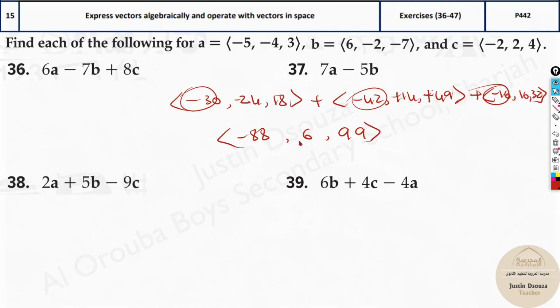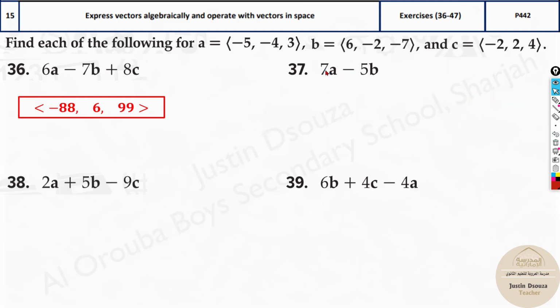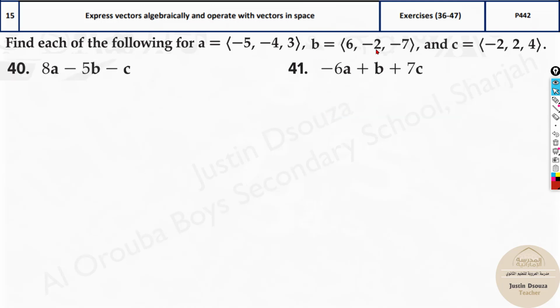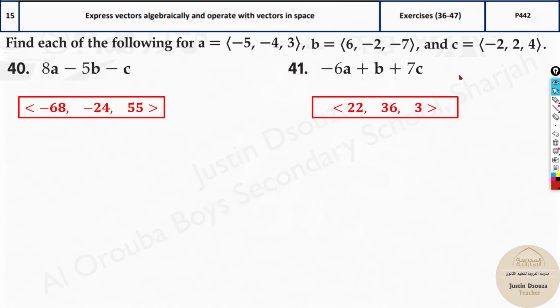Same way please do it for the others. Just use a calculator and multiply, that's it. Even over here it's simpler because there's only 7 times a minus 5b. Do it up and then you will get the answers. So this is how we do these. And same thing over here, the same values are there.